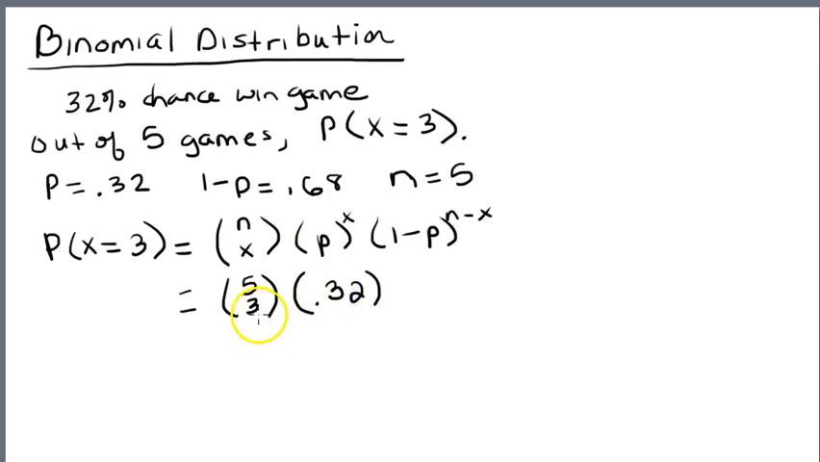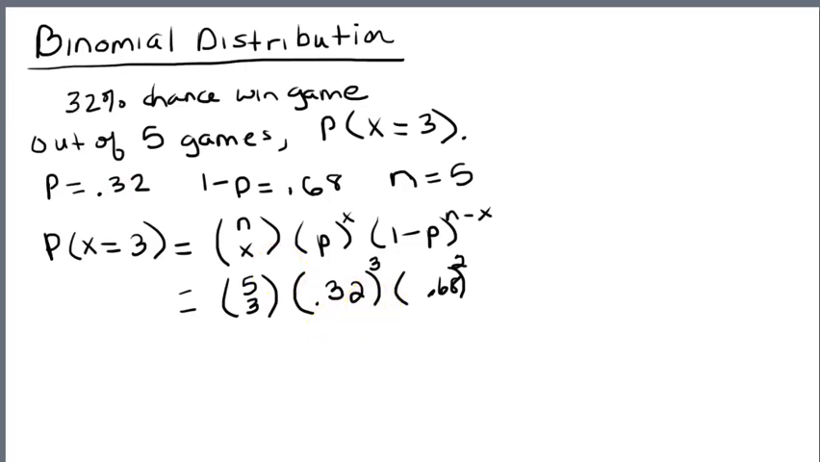Now it makes sense that since we're going to have 3 successes, this 0.32 is going to occur 3 times, so we're going to raise it to the 3rd power. But if we have 3 successes, that means that we're going to have n minus x, which is 5 minus 3, 2 non-successes, or 2 failures. So it also makes sense that you're going to have 0.68 raised to the 2nd power.